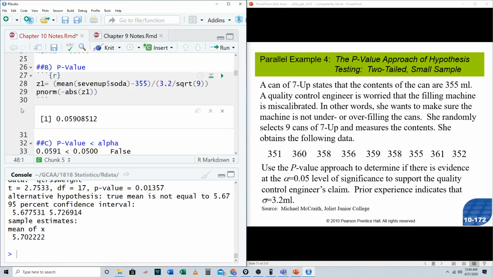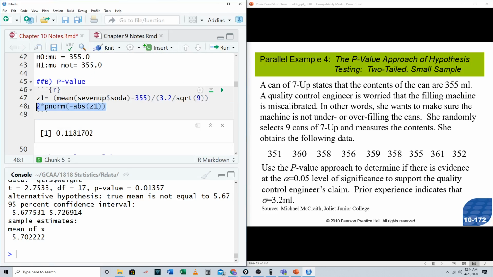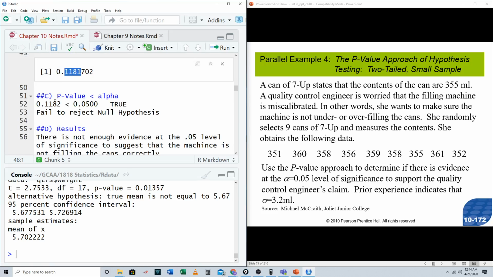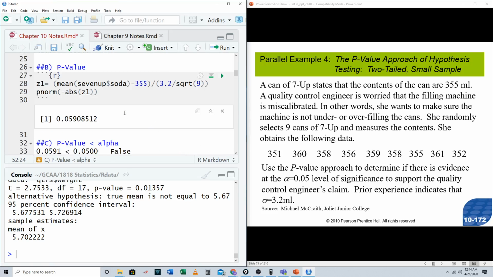Before, back up here, you see pnorm of negative absolute value of your Z. Now I have 2 times pnorm of negative x. So basically it means you have to multiply your probability by 2. And that's what we get, which we rounded to 4 decimal places. And obviously it's false. Okay. So we fail to reject the null hypothesis. And there's not enough evidence at the 0.05 level of significance to suggest the machine is not filling the cans correctly. Right? So that's your Z-test.